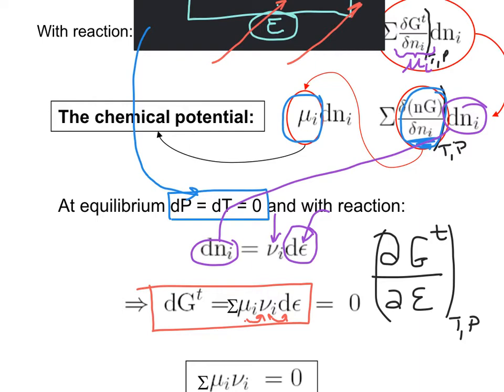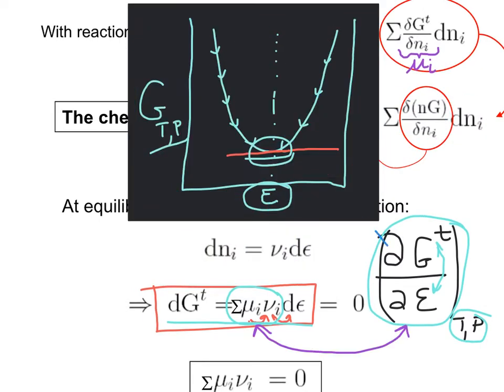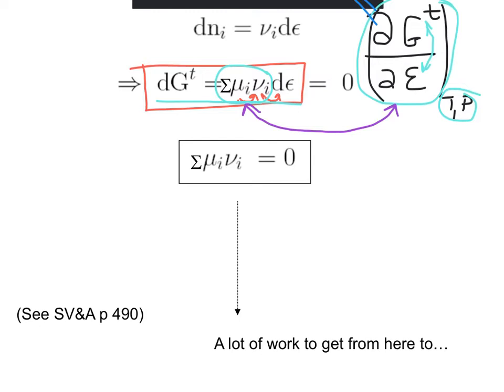Since this is an exact differential equation, it implies that this term is the slope, or the partial change of how the Gibbs free energy changes with epsilon, the reaction coordinate, when the temperature and the pressure are constant. At equilibrium, we know that we want this slope to be equal to 0. And therefore we know that the sum of the chemical potential of each of the components multiplied by its stoichiometric number must be equal to 0 at equilibrium.